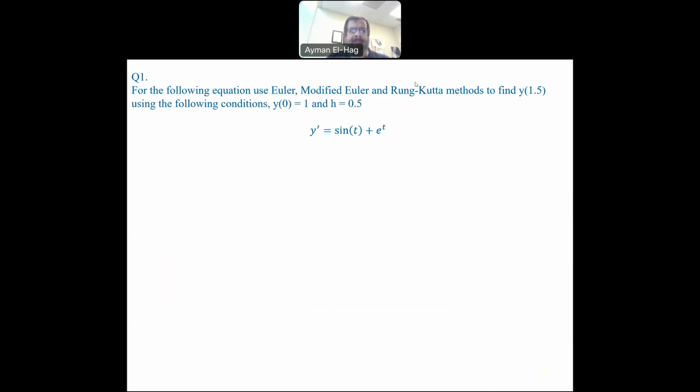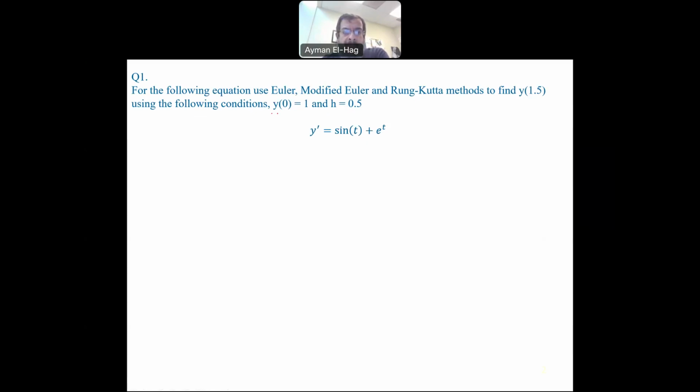Here it says that for the following equation, dy/dt equals sine of t plus e to the power of t, using the Euler method first, then the modified Euler method, and finally the Runge-Kutta methods, find y at 1.5 using the following condition. This is an initial value problem, so we know that y of 0 is equal to 1, and your h, your delta x, or your increment is 0.5.